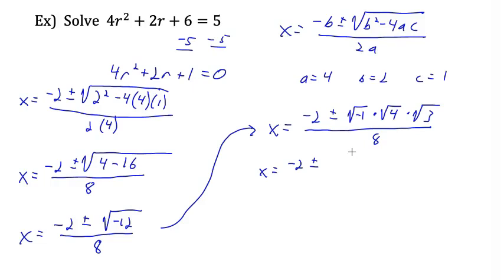All right, simplifying these square roots here, the square root of 4 is 2, and the square root of negative 1 is i, so that'll be 2i times the square root of 3, and all of that over 8. We can divide each of our 3 terms here by 2, so let's go ahead and do that so that we fully simplify it. So we're dividing the numerator by 2, and we're dividing the denominator by 2.